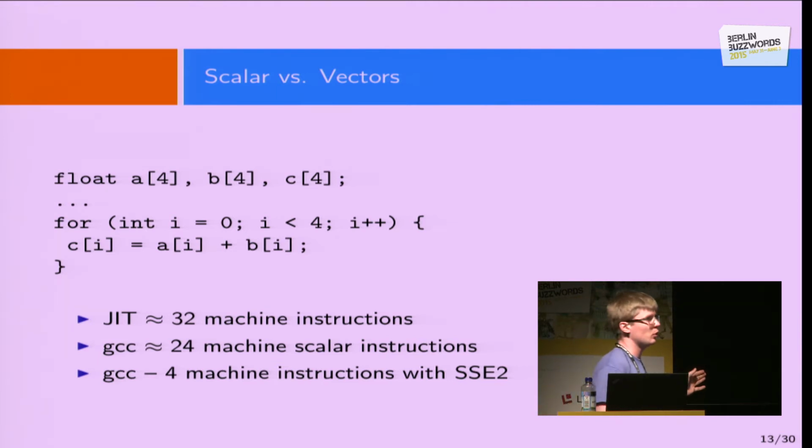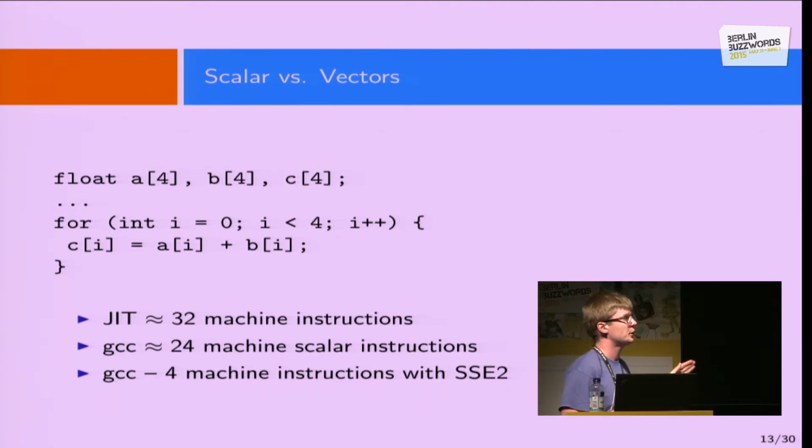This is not Java's fault. Java is a safe language, so it produces bounds checks, it checks null pointers, it does some unrolling and peeling, so it produces a lot of instructions. In the case of the C language, GCC will produce 24 instructions in scalar mode.